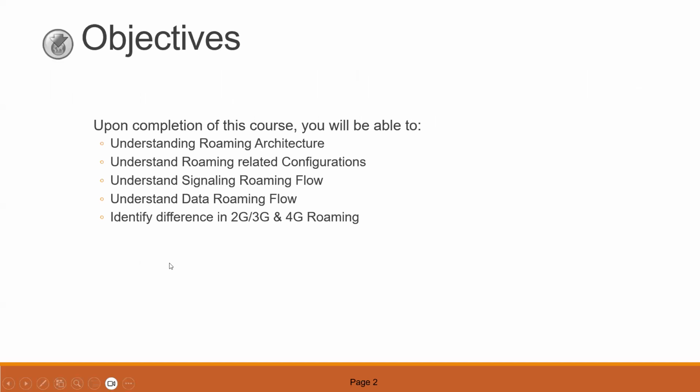Upon the completion of this course, you'll be able to understand the roaming architecture, basically which network elements are specifically involved when you perform browsing using data roaming, and how different roaming related configurations are performed. We're going to look into how the signaling roaming flow works, how the data roaming flow works, and then we can identify the differences between 2G, 3G, and 4G roaming.